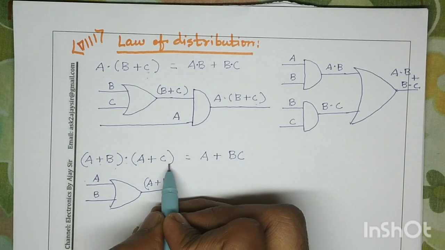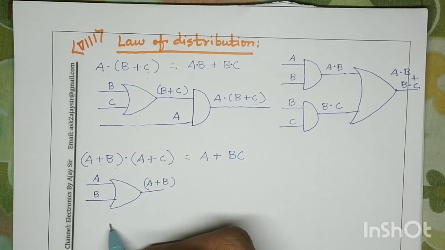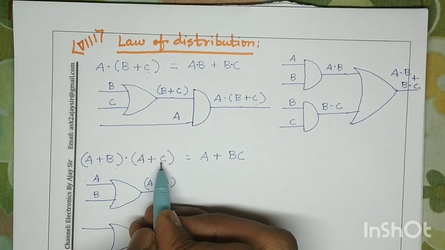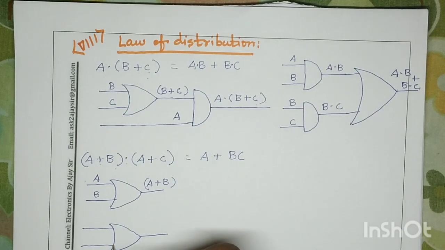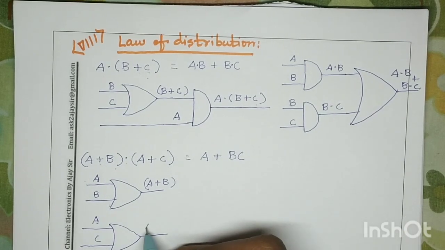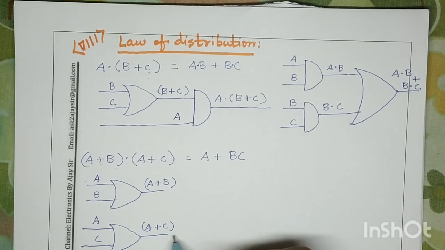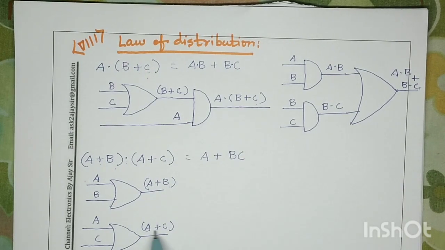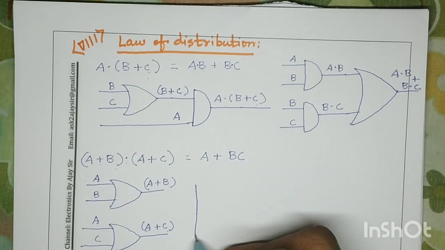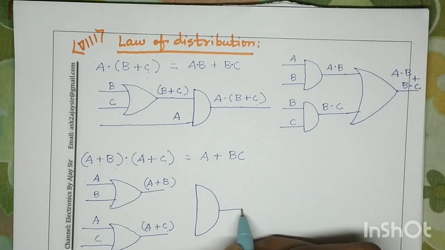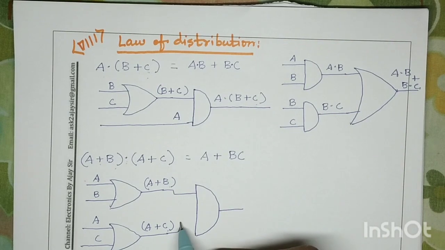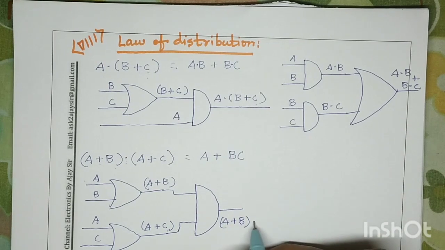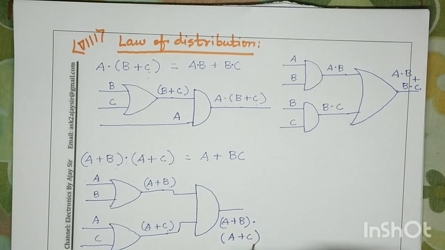Next expression is A plus C. Similarly, for A plus C I need another OR gate. The inputs are A and C, so I need a two input OR gate. It is A plus C at the output, and finally A plus B and with A plus C. So this signal is A plus B, this signal is A plus C. I need the AND operation, so I will use an AND gate here, and it gives you the signal A plus B dot A plus C at the output.